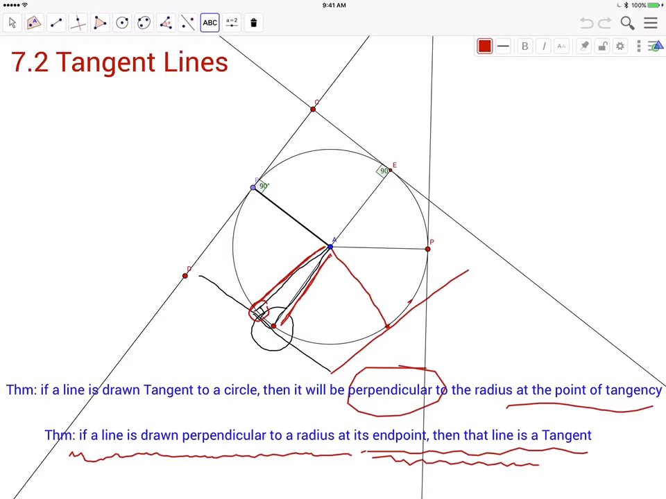Okay, so really two things that are important here about tangents. They are always perpendicular to the radius at the point of tangency.